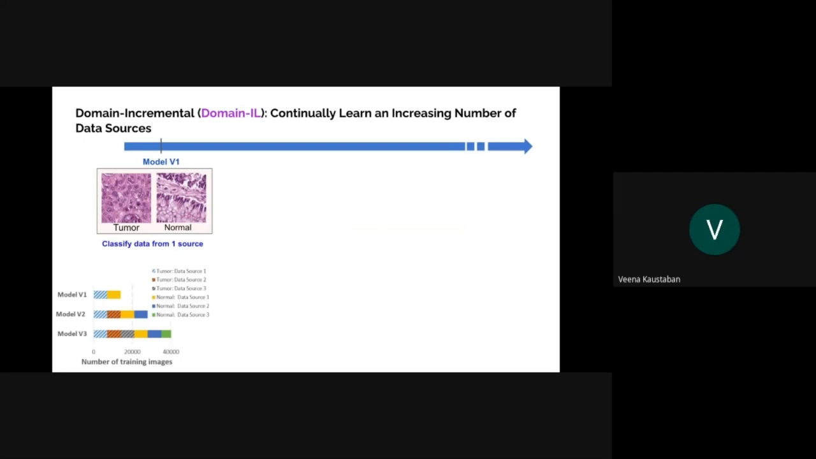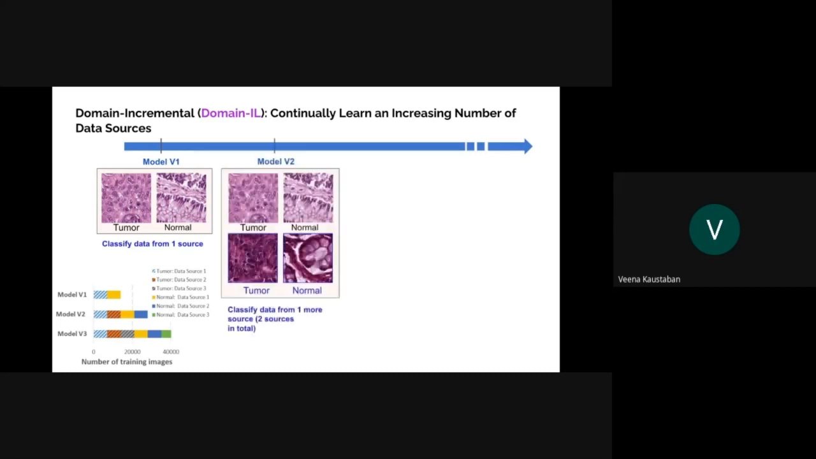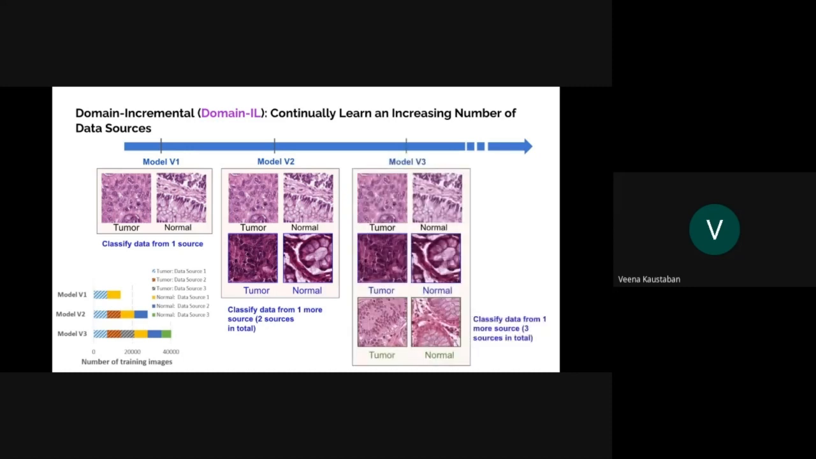The next is domain incremental. Here we describe a scenario where newer data comes from a different distribution than the old data, as in different data sources like I previously described. Thus, the model continually learns from an increasing number of domains. B1 is trained on data from the first source. In the next iteration, we introduce data from a different source, for example, collected from a different stainer, and update the model with just data from the second source, and keep adding data from different sources at each iteration.